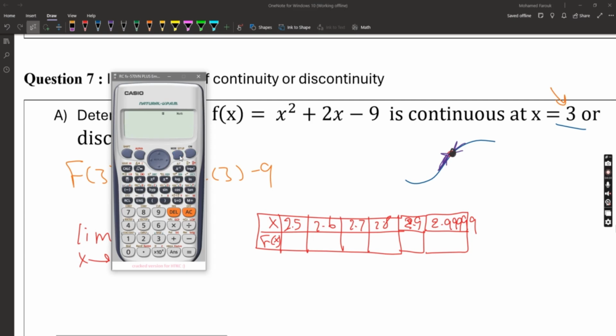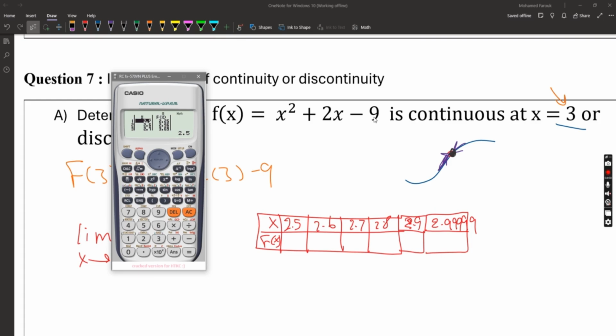We will make mode 7, which is table. It will ask me to write the function. I will write x squared plus 2x minus 9. And then it will ask me what is the starting point? It's 2.5. What is the end point? I will say it's 2.9. Okay, 2.9. It will ask me what is the step. I'll make the step 0.1.